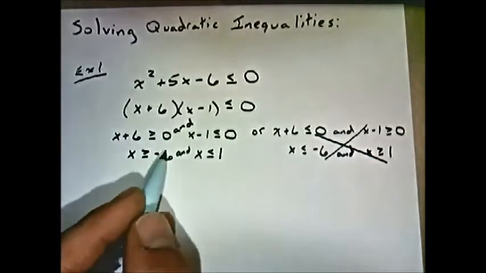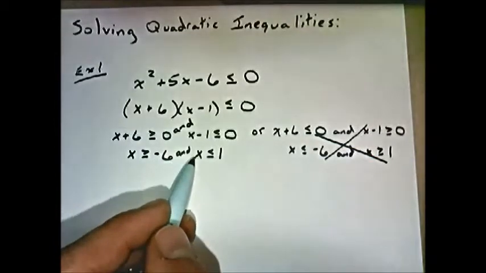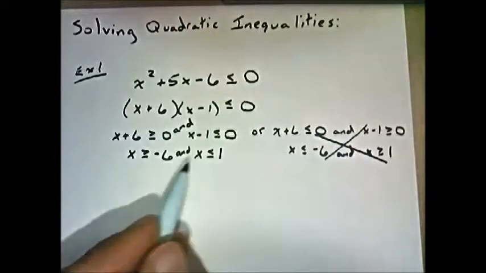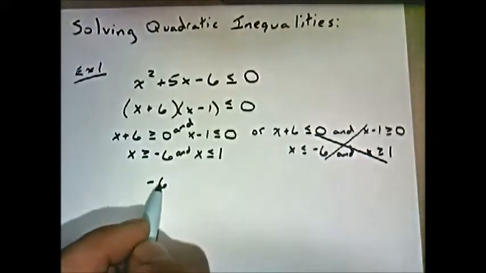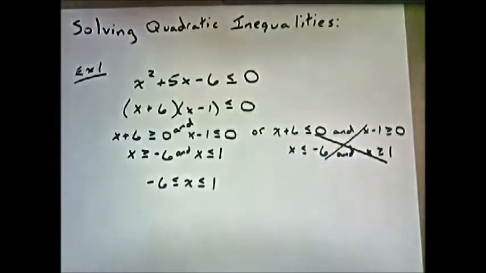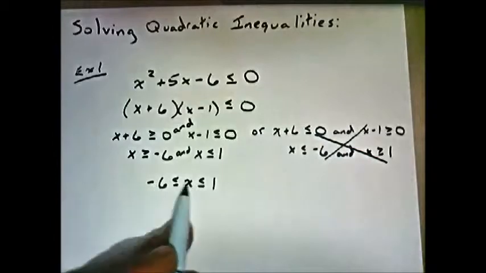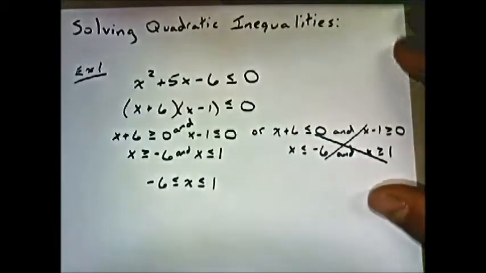So from here, we know that x is going to be greater than or equal to negative 6 and x is going to be less than or equal to 1. We can write this as a single inequality, negative 6 is less than or equal to x is less than or equal to 1, or x is between negative 6 and 1. And those are our solutions for x.